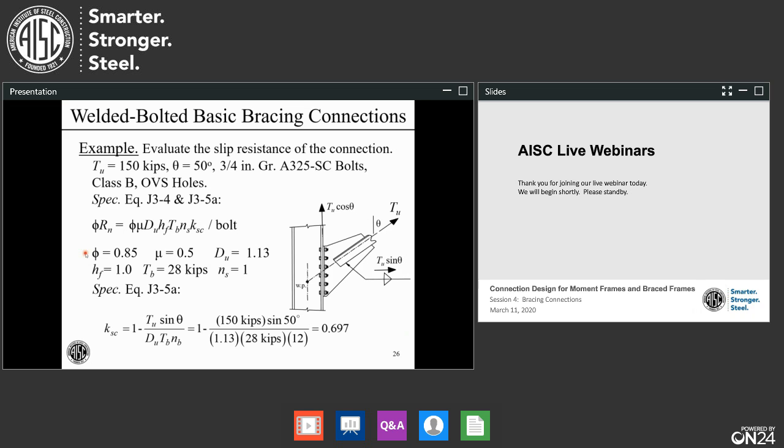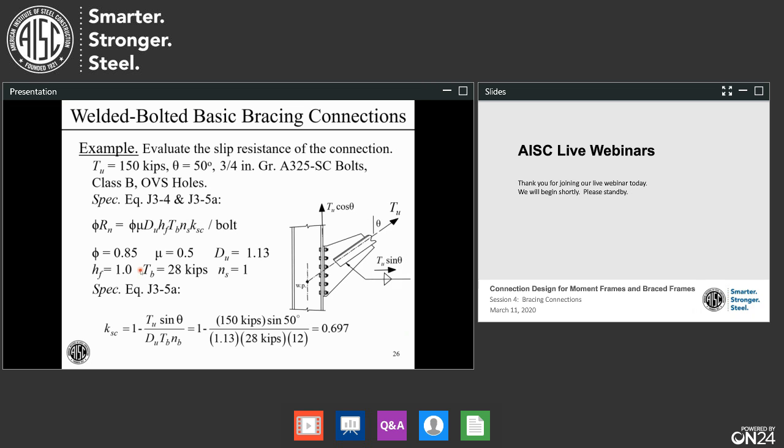Our phi for this connection is 0.85. Slip resistance is either a unique or nearly unique limit state in that phi varies depending on the situation. If you have oversized holes, phi is 0.85. The mean slip coefficient for Class B is 0.5. Let's jump down here to the bolt minimum pretension. This is from Table J3.1. The minimum pretension is 28 kips.